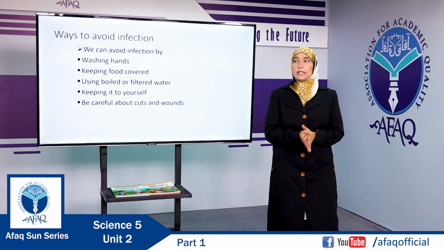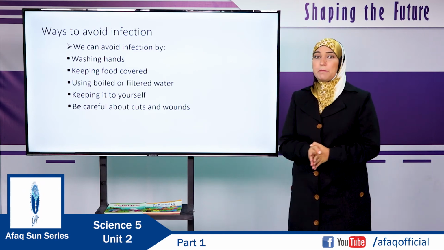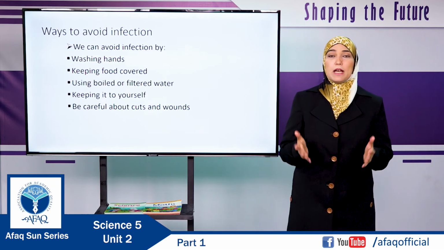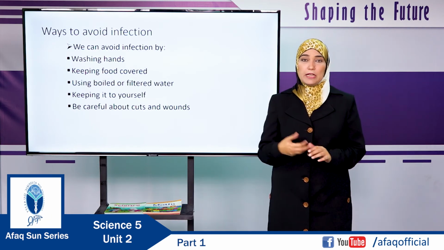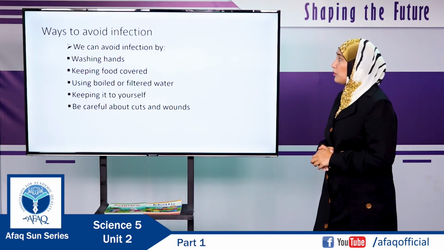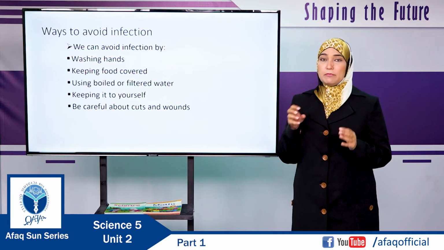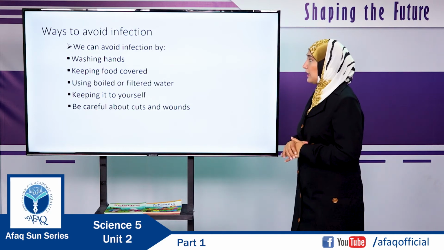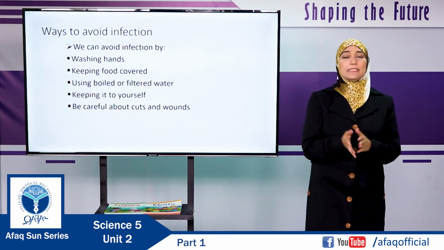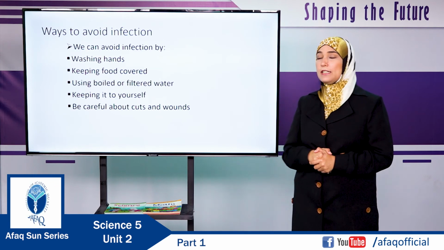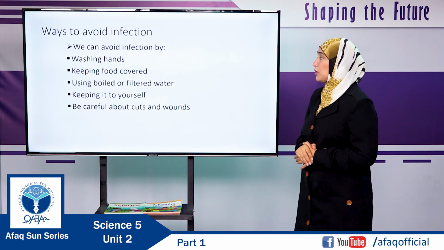So now we are going to learn different ways to avoid infection. We can avoid infection by washing hands. You must wash your hands before and after having a meal. You must wash your hands after using the toilet. You must keep food covered. The food we eat must be covered so that microorganisms cannot enter the food. You must use boiled or filtered water so that you can be safe from the diseases that spread through unclean water.